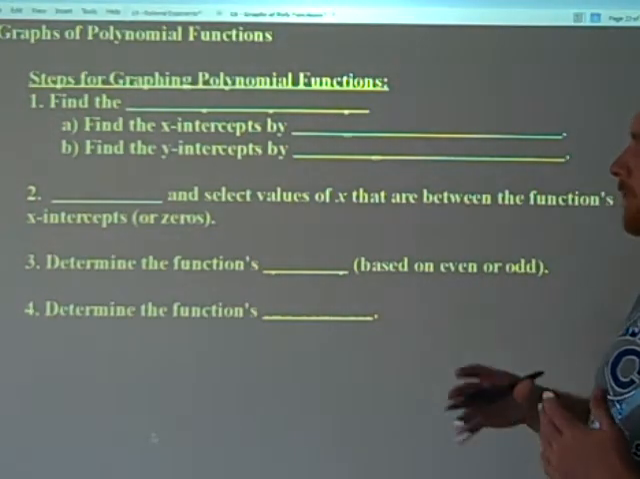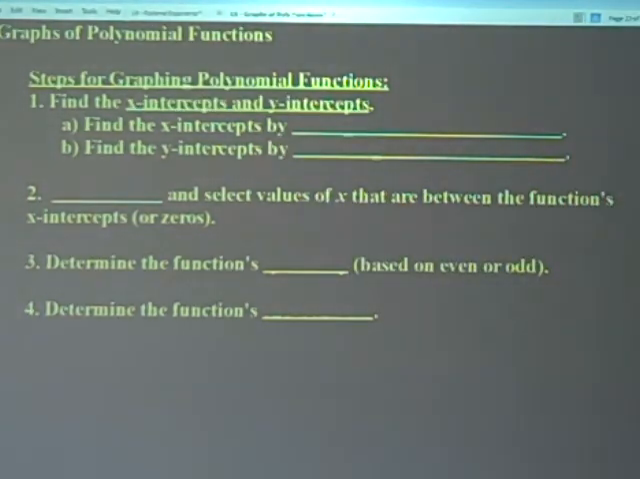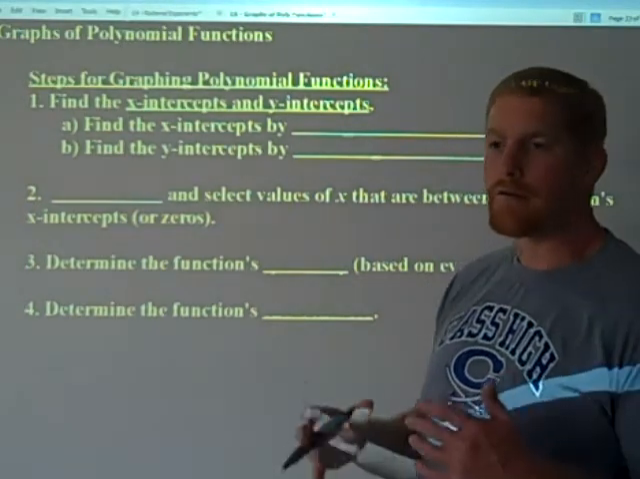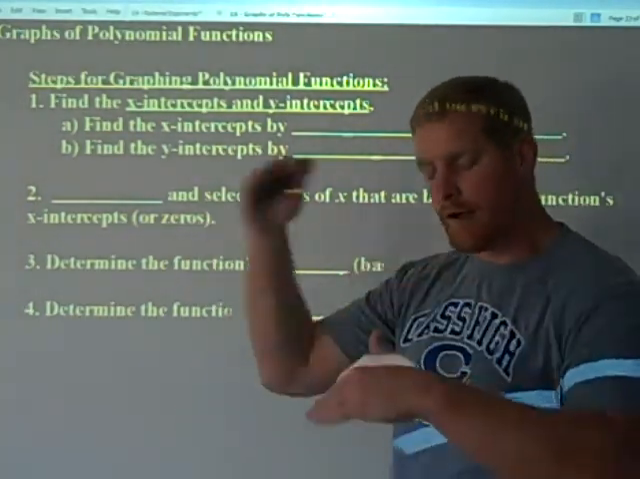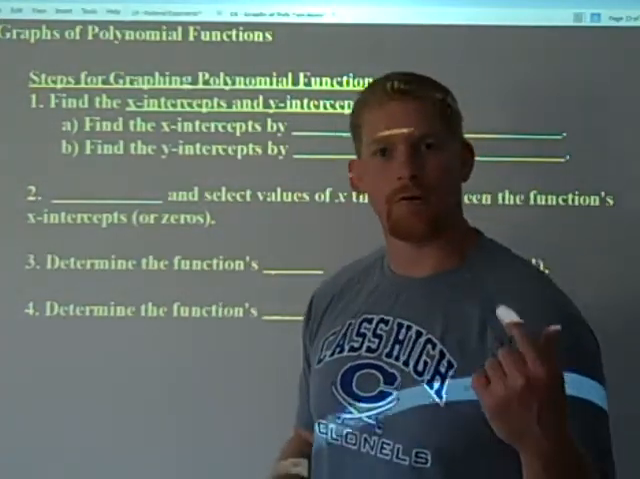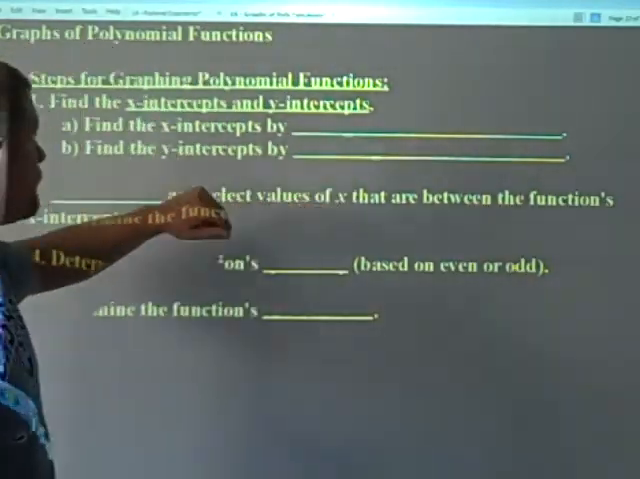Now, the first step for graphing polynomial functions is to find the x and y intercepts. So if you're thinking about a list of things to do, and you're going, all right, step by step, how am I going to graph these polynomial functions, especially to start with, the first thing you want to do is find the x and y intercepts.